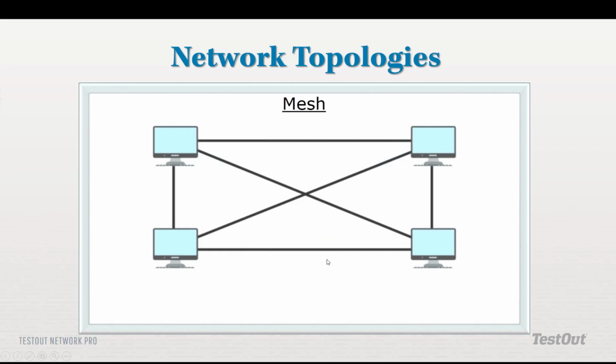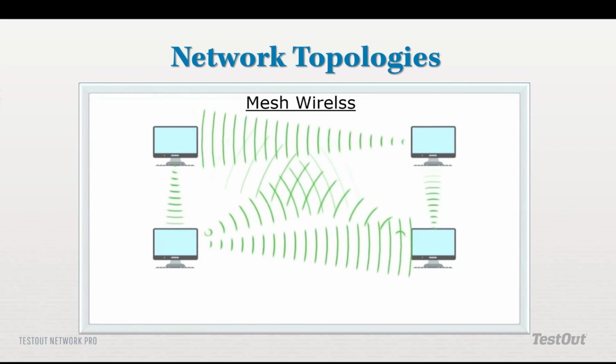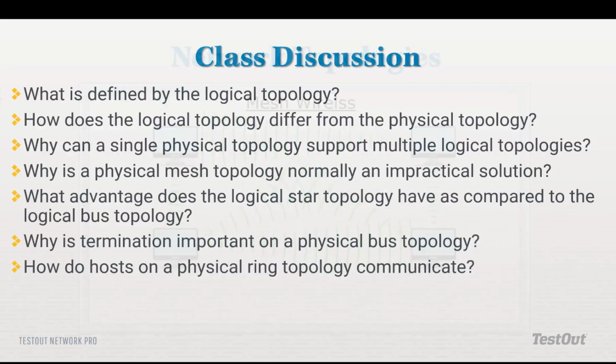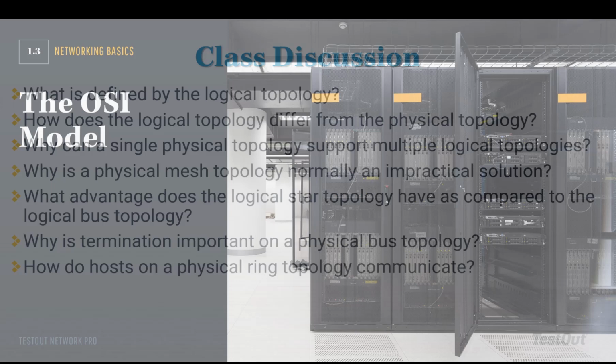Mesh is where everyone has some kind of connection to another computer. What's good about this, if I'm trying to communicate with this computer here and this cable gets broken, I can go through this computer to that computer, or this computer to that computer. So it's very hard to bring the whole network down. However, that's a lot of slowdown in here. Wireless mesh as well. And again, more class discussions.